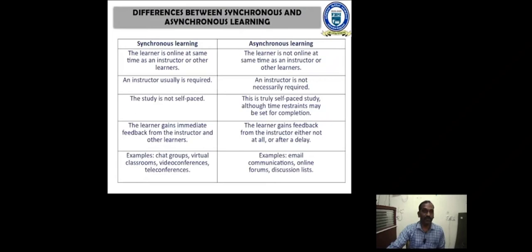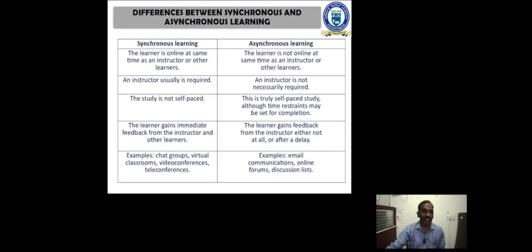Now it's time to understand the difference between synchronous and asynchronous learning. In synchronous learning, the learner is online at the same time as an instructor or other learners. In asynchronous learning, the learner is not online at the same time as an instructor or other learners. In synchronous learning, an instructor is usually required, but in asynchronous learning, an instructor is not necessarily required.